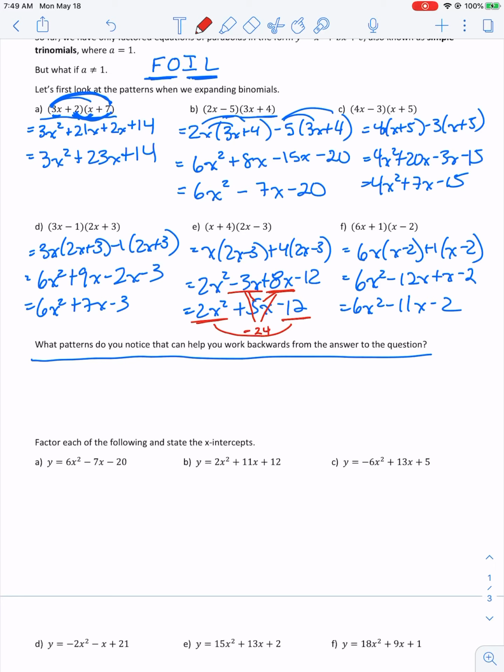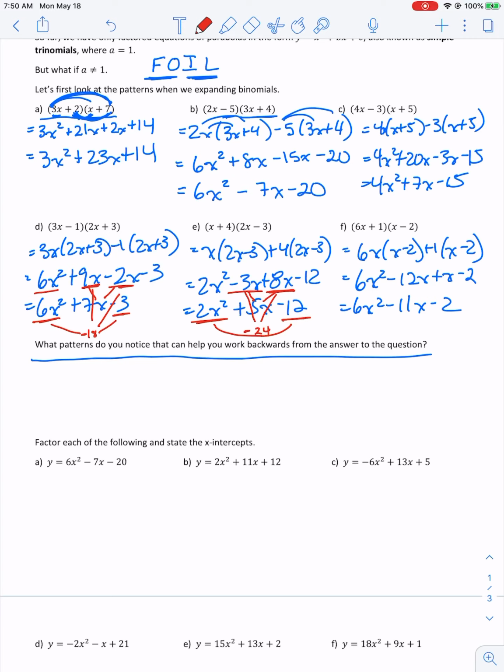And if we take a look at, let's say, this one, you've got 6x squared and minus 3. Those two things multiply to give you negative 18. And then the 7x, if we're going backwards, it came from 9x minus 2x, and 9x and minus 2x also multiply to give you negative 18.